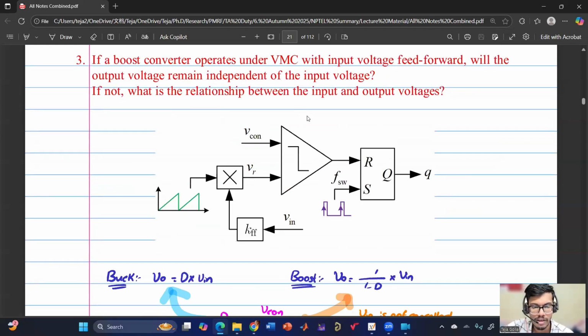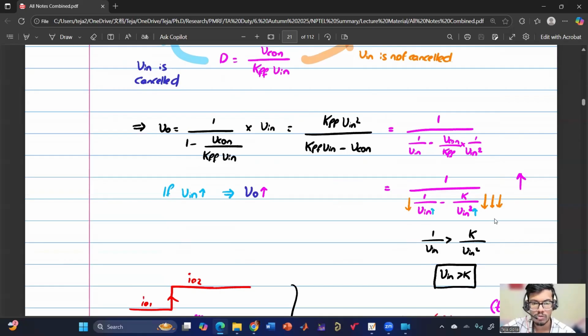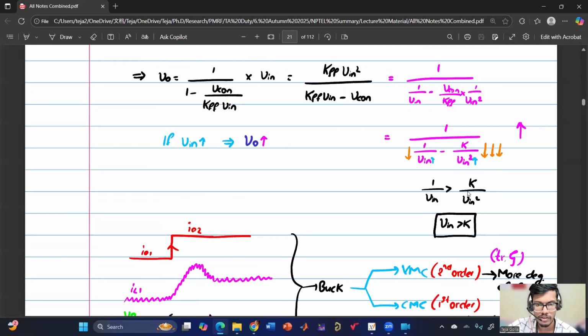Similarly, if it is boost, then we have seen that it's a nonlinear function, so that may be practically very difficult to implement. And we have also seen how the V naught is changing if V in is changing, and then we got some relation between V naught and V in.